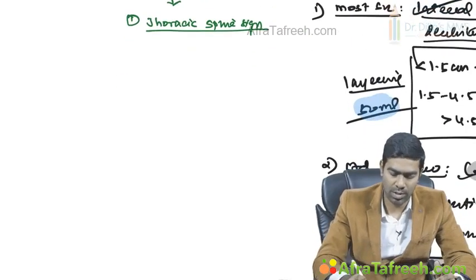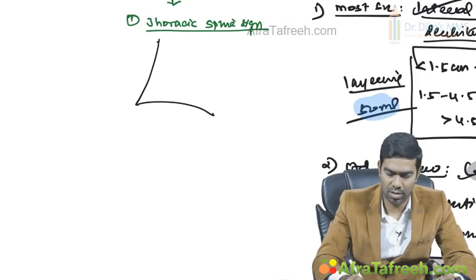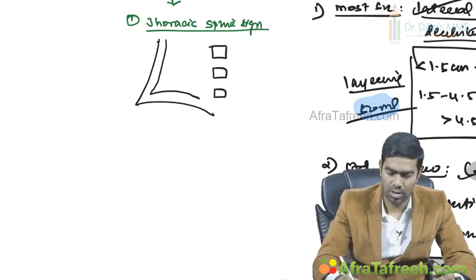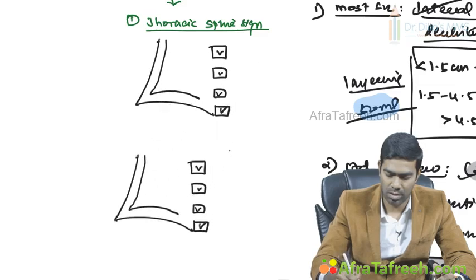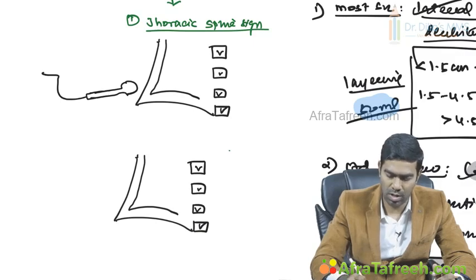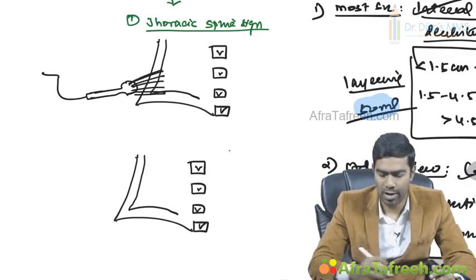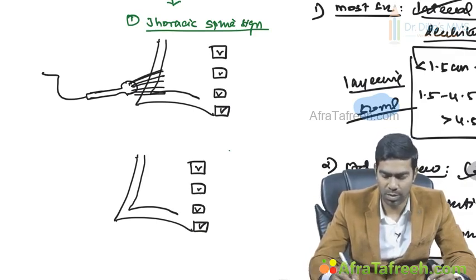What do you mean by thoracic spine sign? Suppose this is the lung, and the pleural space in the chest wall, and this is the vertebra, and you have the spinous process here. Clear? Suppose you put a transducer here and send the ultrasound waves. You are not going to see the spinous process above the diaphragm, because above the diaphragm you will have the lung.